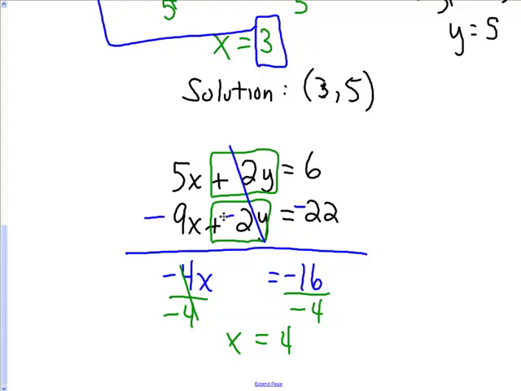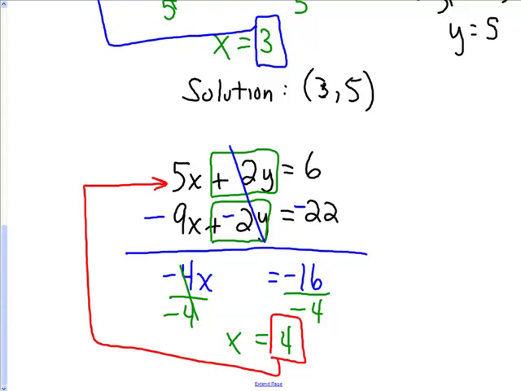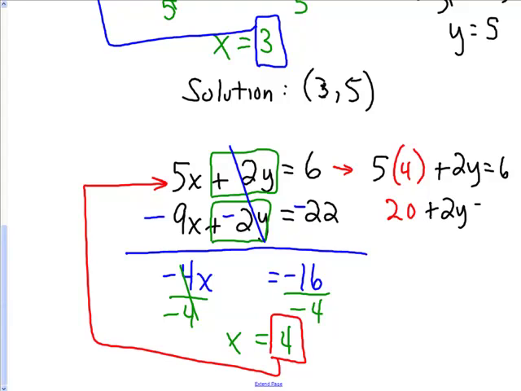Now we're going to take that value again and bring it back and substitute it in. We could use either equation. I will just arbitrarily pick the first one. So let's do that. 5 times 4 plus 2y equals 6. 5 times 4 is 20. Plus 2y equals 6.